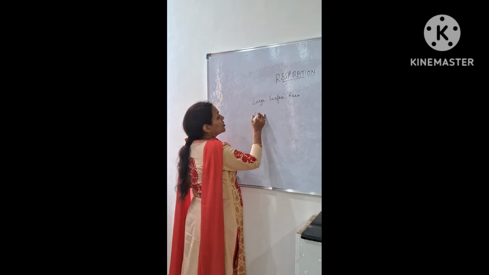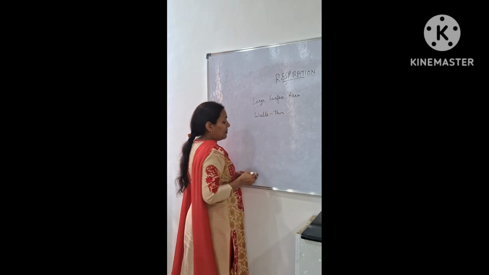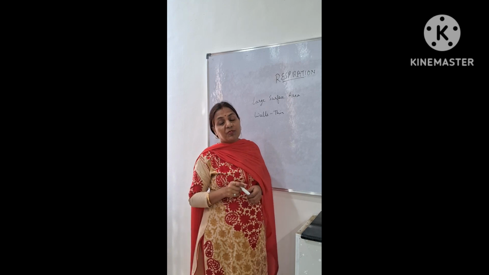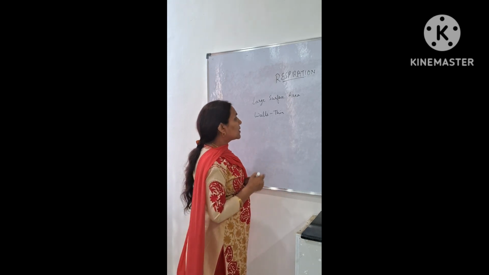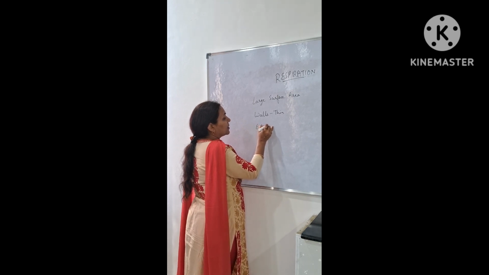Second is walls should be thin. When walls are thin, then obviously the process will become faster. The third property should be extensive network.